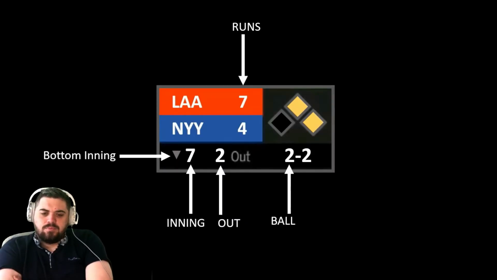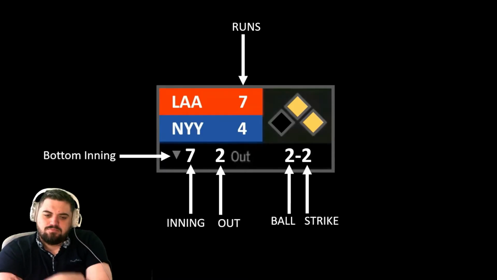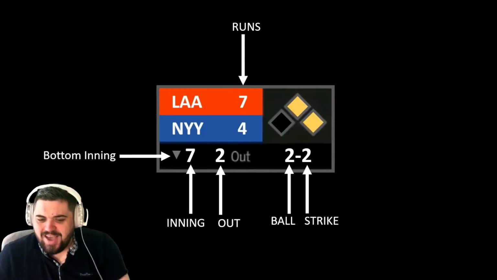The 2 and 2 show that 2 balls and 2 strikes have been delivered to that player. So he needs to hit the ball. If he gets 1 more strike, this inning is over.